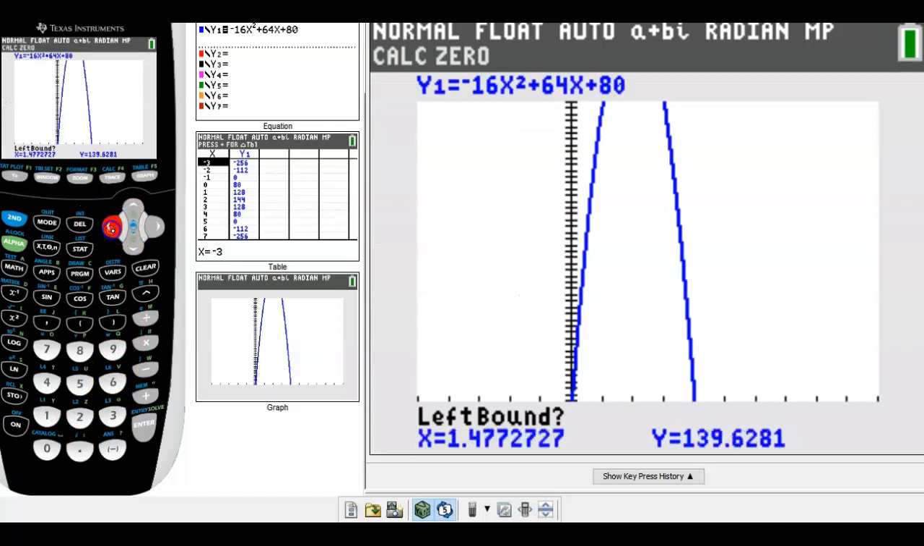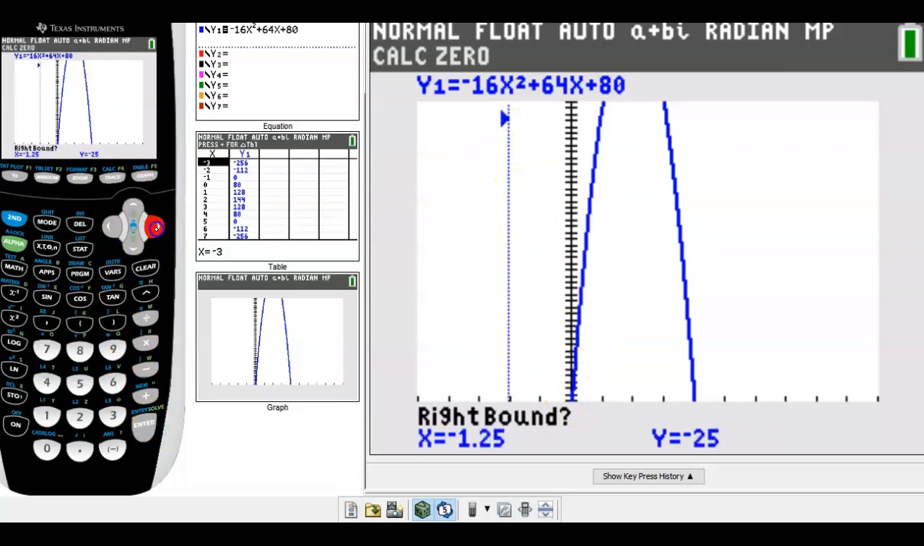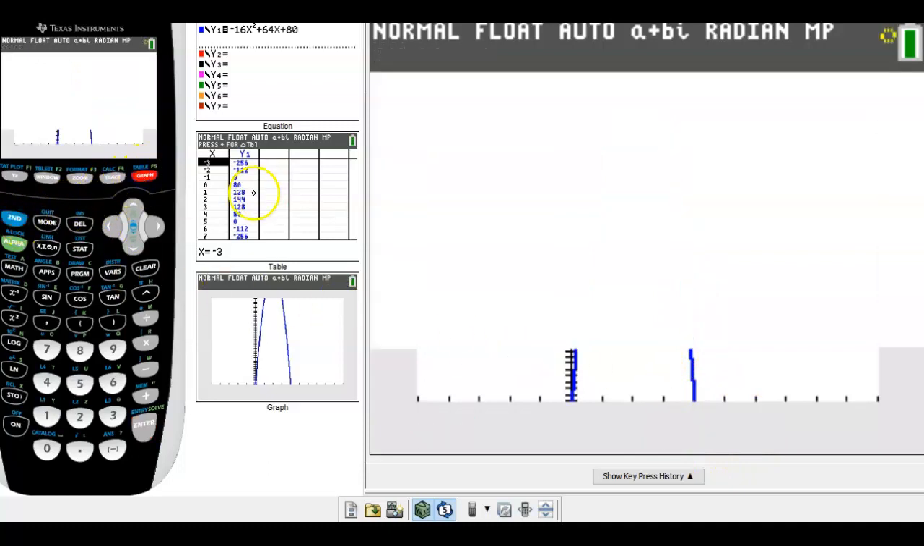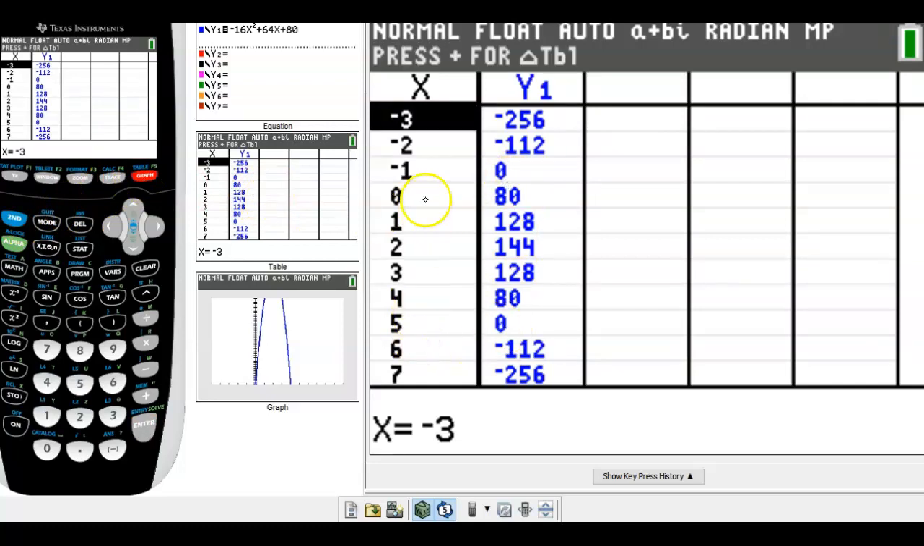So left bound, you have to do this twice. I want to move that cursor to the left side of that x-axis. See how this line is on the left side of this point, and then right bound, just move the cursor to the right side of this point. So there's -1, 0. And then you do the same thing for 5, left bound somewhere, right bound somewhere. You get 5. Or again, just look at your table right here. So -1 and 5.